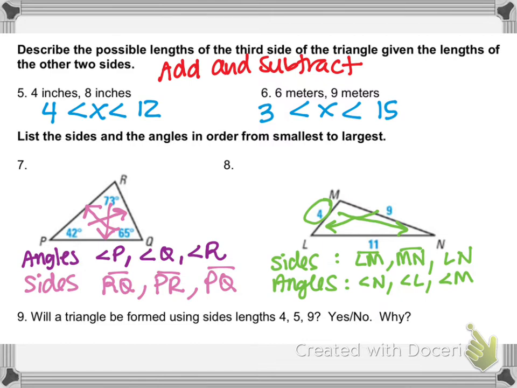Number 9, will a triangle be formed using the sides 4, 5, and 9? So here is where the two small sides have to add up to be greater than the biggest side. So is 4 plus 5 bigger than 9? No, it's not. And your reasoning would just be 4 plus 5 is not bigger than 9. I'm not going to write all that out.